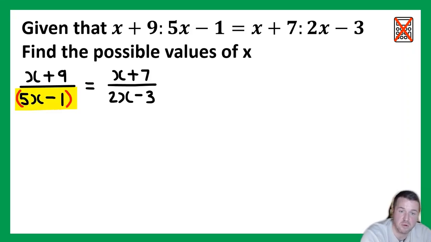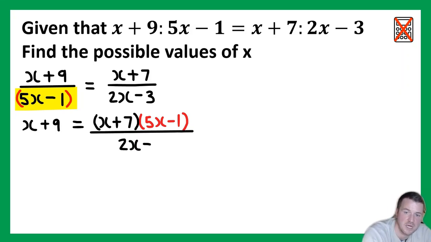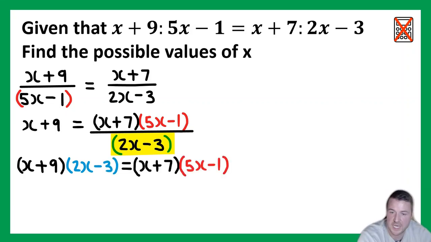So starting by multiplying both sides by 5x minus 1 will leave me with x plus 9 on the left-hand side, and then x plus 7, which needs to be multiplied by 5x minus 1. Since I'm multiplying more than one term by a bracket, I would need to introduce a bracket around the x plus 7 as well. And this is currently still being divided by 2x minus 3. Now I can multiply through by 2x minus 3 to eliminate this denominator. This would give me x plus 9 multiplied by 2x minus 3 on the left-hand side, which is equal to x plus 7 bracket 5x minus 1 on the right-hand side.